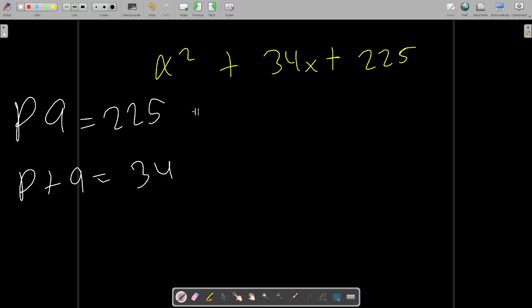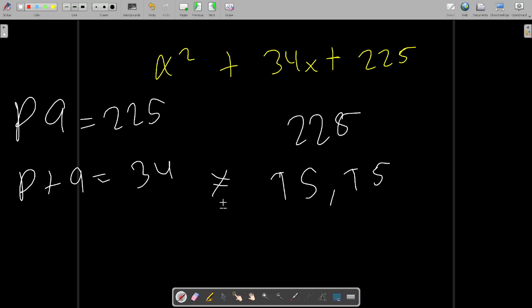Now let's look at some factors of 225. First one, being the very common one, is 15 and 15. 15 times 15 is 225. But when added, 15 plus 15 is 30 and not 34.